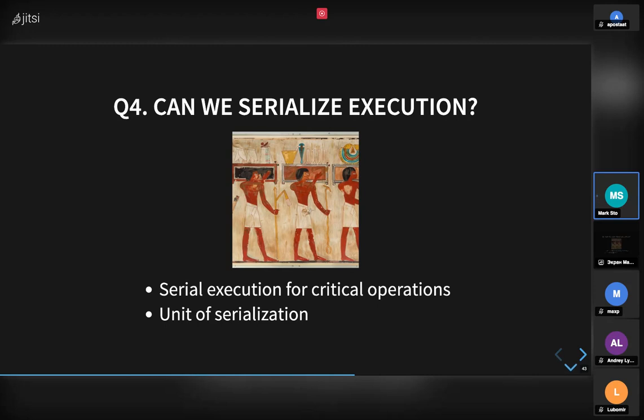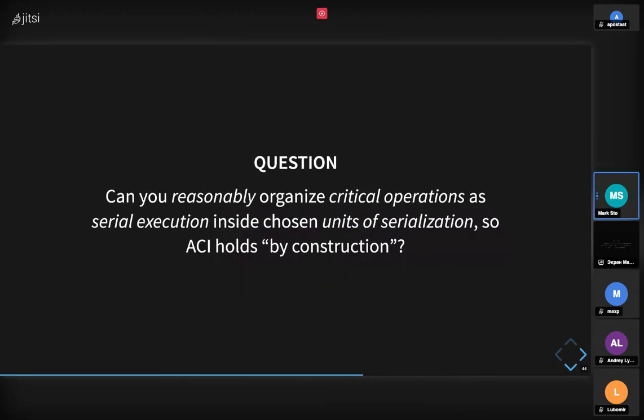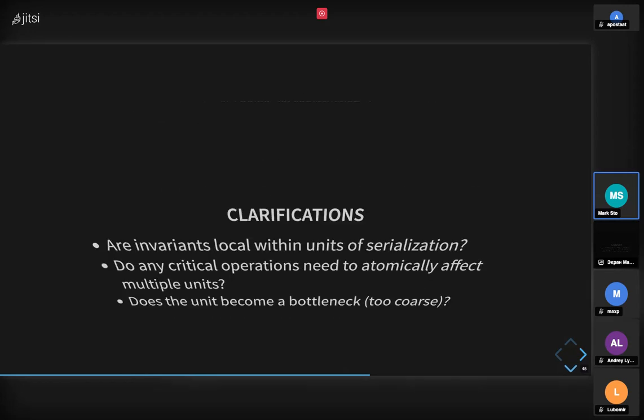The unit of serialization in practice is often chosen by a key, or by aggregate, or by partition, or by a shard, and it depends on the particular architecture. Typical implementations of serial execution are a single event loop, one worker per unit of serialization, a common queue per unit, an actor per unit, etc. So the question here is, can you reasonably organize the system so that critical operations execute serially inside chosen units of serialization, and thereby obtain the required AC guarantees by construction?